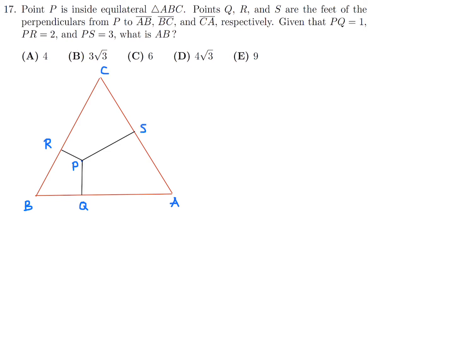And they give you those distances. PQ is 1, PR is 2, and that's 3. Sorry, not drawn to scale, but that's okay. Now, AB is the length of the side, right? And I don't know that, so I'm just going to call it X. And since this is an equilateral triangle, CB is X, and so is AC. All right. So how do we do this question?